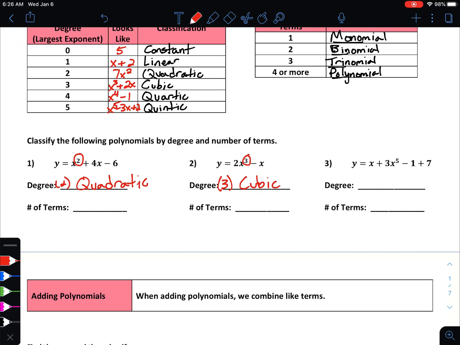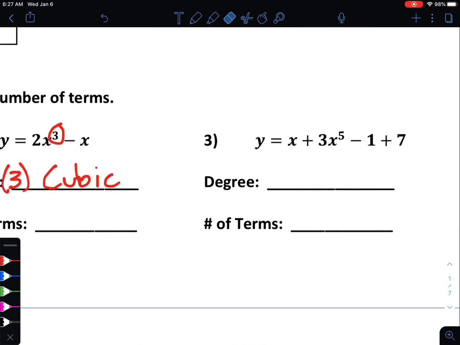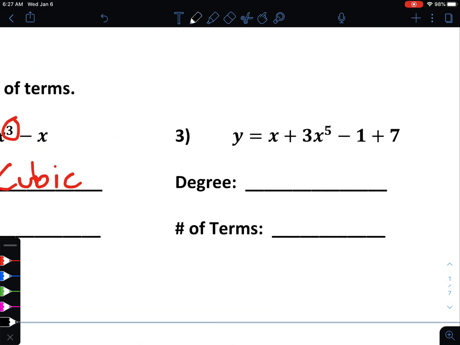Finally, on number 3, be careful. It's not in standard form, so it's not going to be the first exponent. It's actually going to be this second exponent right here, which is the highest. In fact, before we name this, let's make sure that this is written in standard form. In standard form, we start with our highest exponent, which is x to the 5th. So that's going to go first.